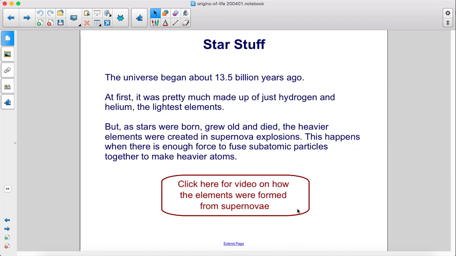Click here for video on how the elements were formed from supernovae.